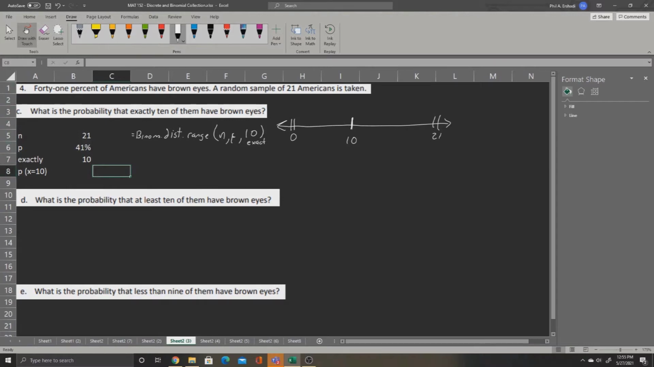Then close the parentheses. Let's enter it now, equals binom.dist.range. We click the 21 because that's our n, comma, the probability, comma, the exact number that we're after, that's 10. Close the parentheses and press enter. And this gives us the probability of having exactly 10 people having brown eyes.